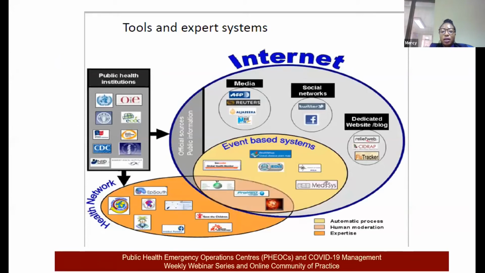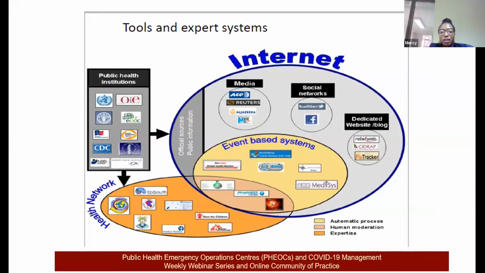So as seen above, we detect signals and events from a very wide variety of web-based sources, some of which make use of an automatic process like Medicis and HealthMap, and some of which are moderated by humans, like ProMed. For ProMed, I think it's something that countries might want to enroll in. You just need to sign up and then you get regular feedback. It helps you to not only know what's happening within your country, but also within your neighboring environment. And we also have expert networks like EpiSouth, Médecins Sans Frontières, Save the Children, and a lot more.